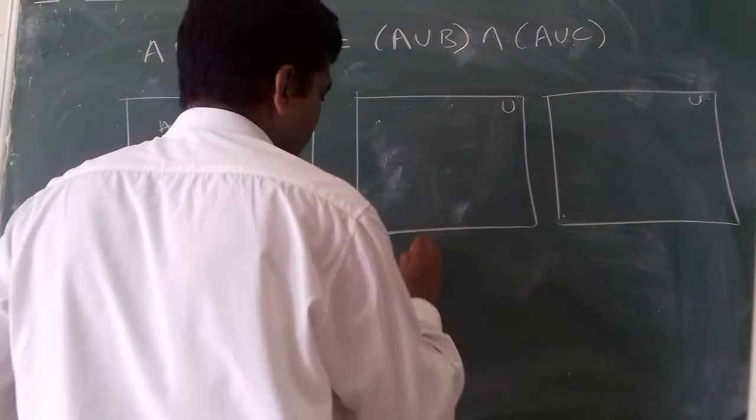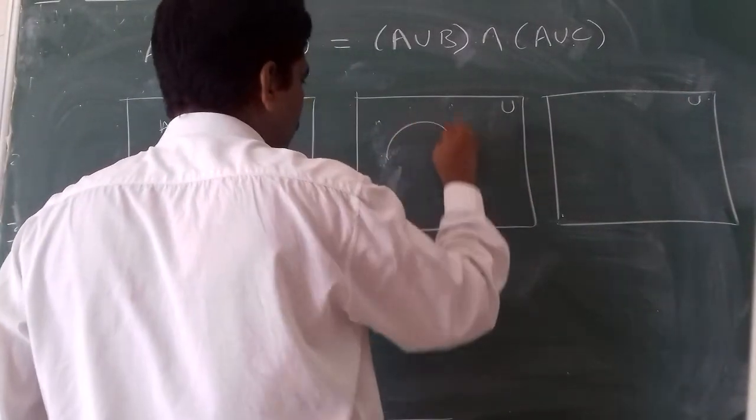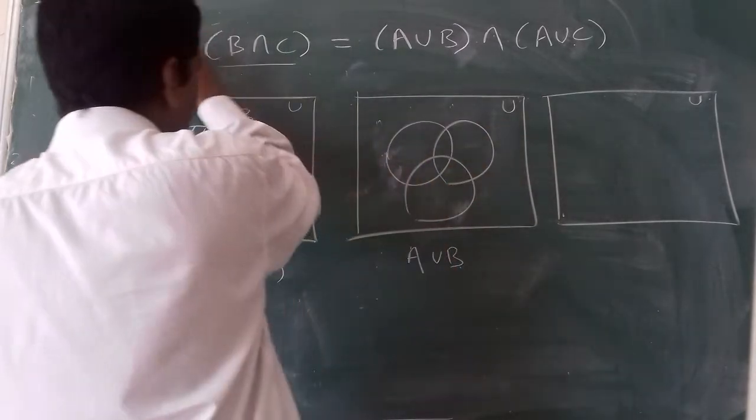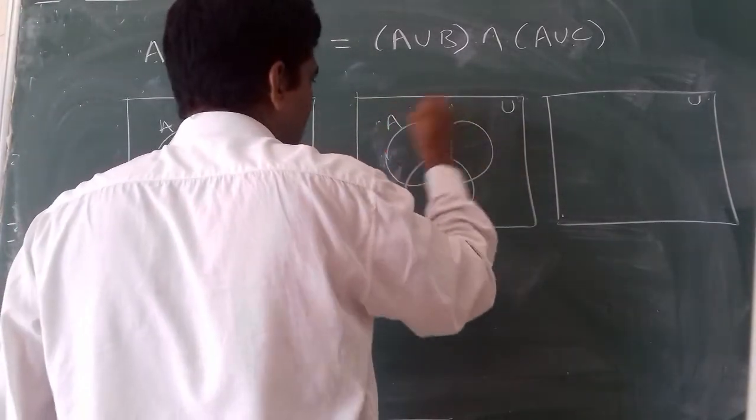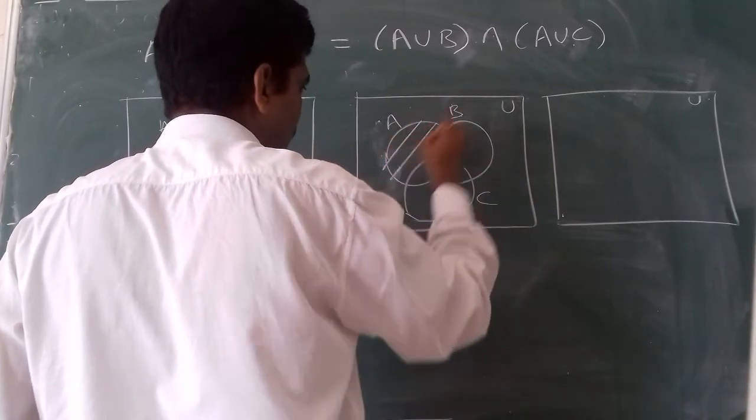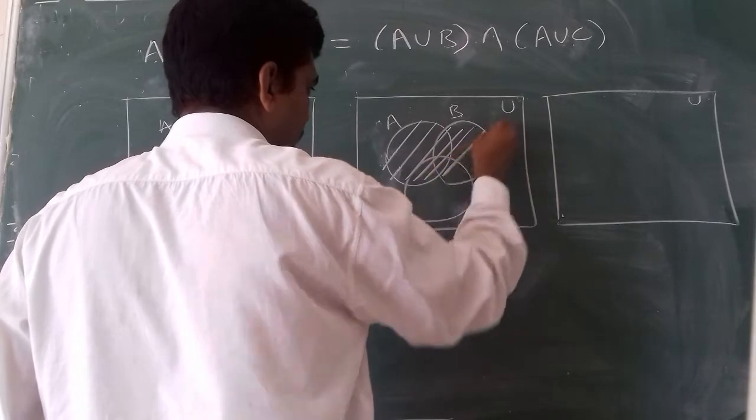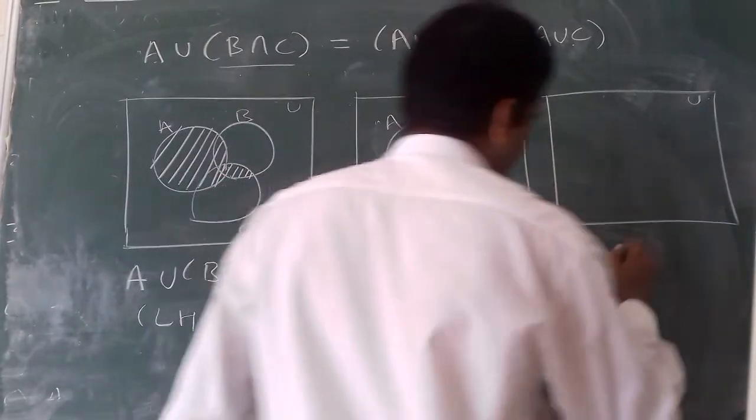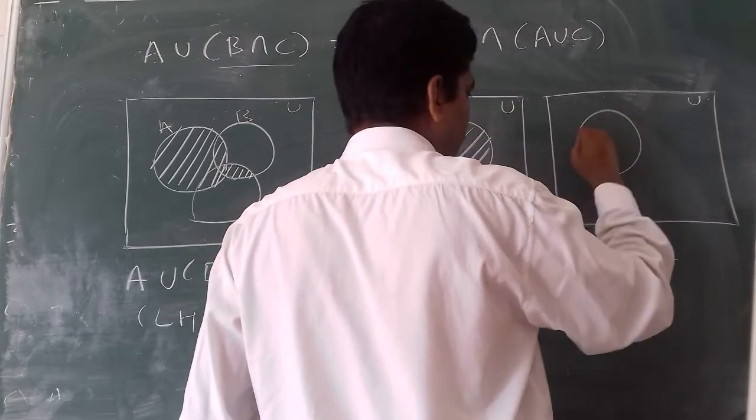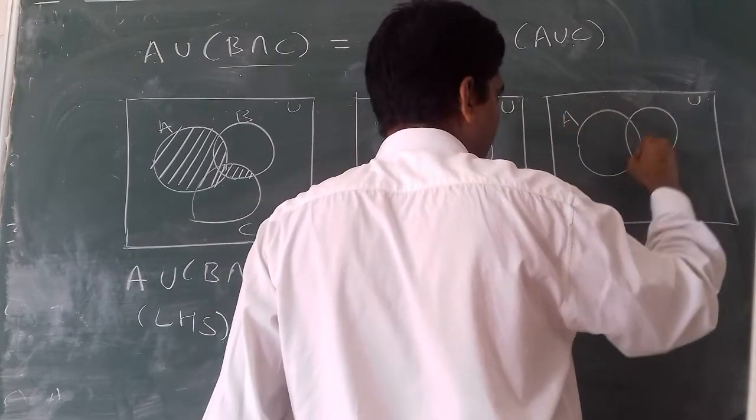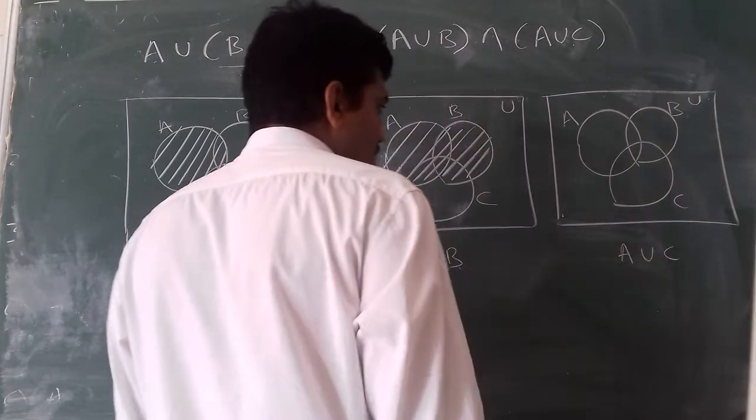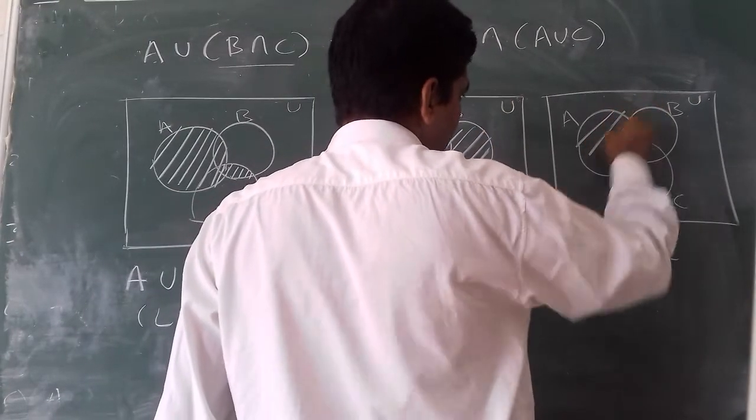So first we'll see A union B. We need three sets because this operation is on the three sets A, B and C. Okay. A, B and C. So A union B is this portion. Right? Then A union C. So first A set, second B, and third C. So A union C will be this shaded group.